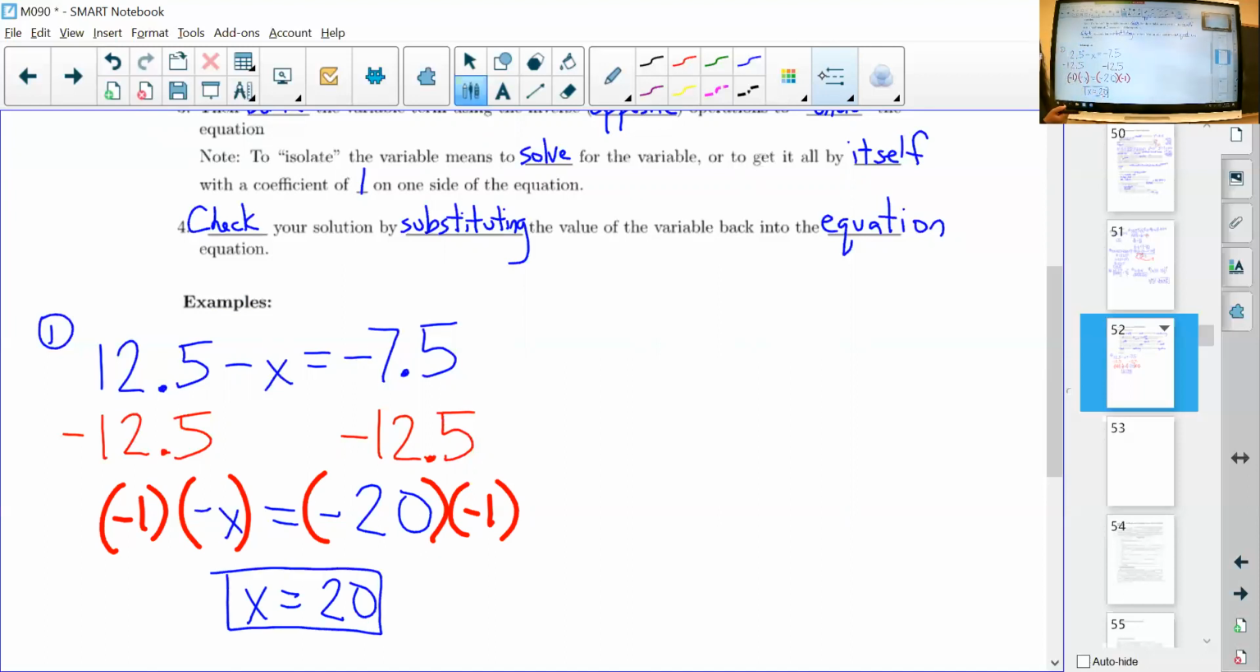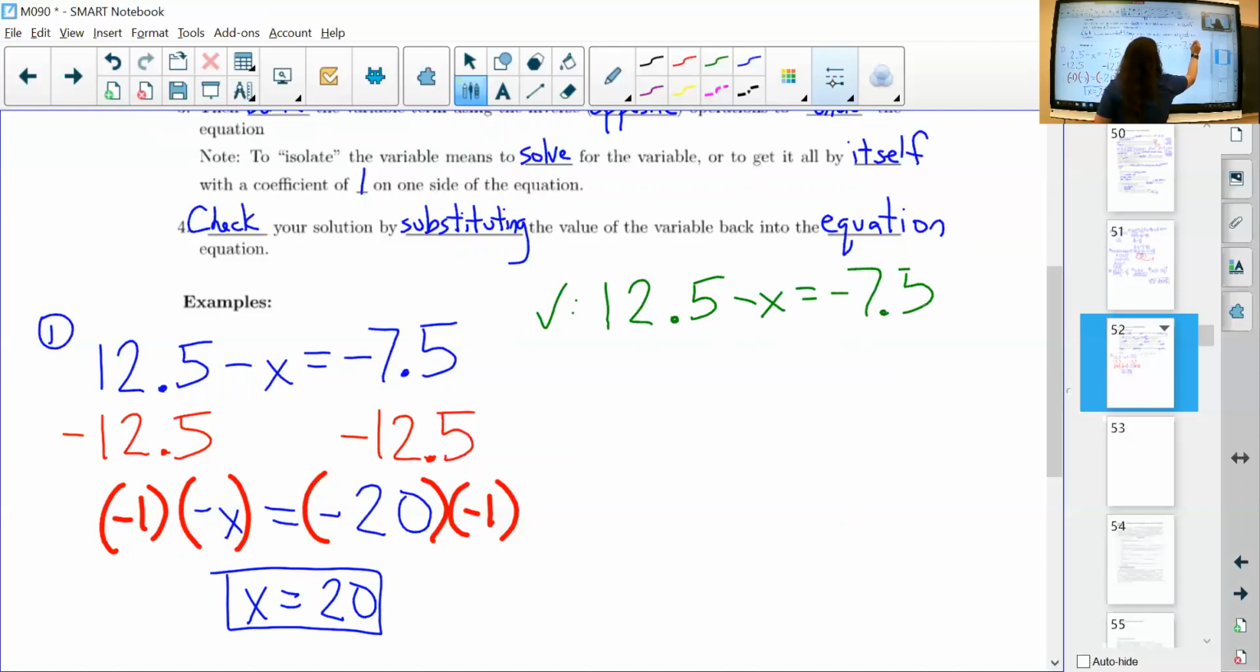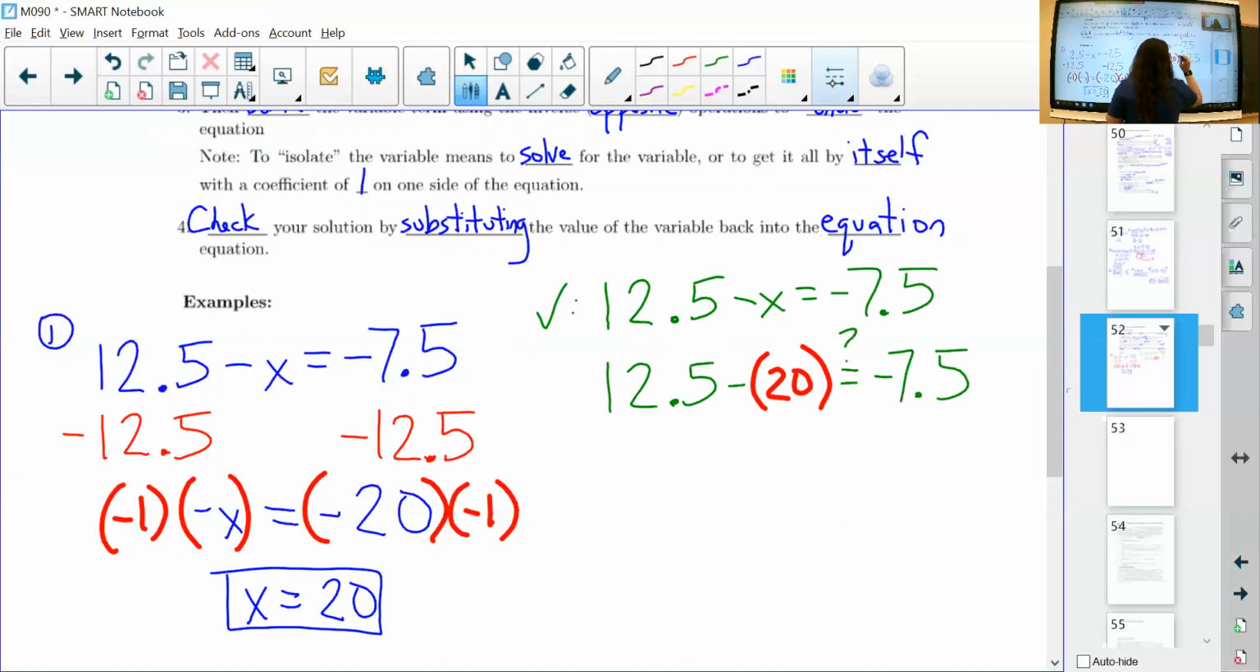Now we're not quite done, because remember we have to check to substitute the value in. So let's do our check. I like to do this step in a different color, just to keep things straight. So I have 12.5 minus x equals negative 7.5. I have the original equation. 12.5 minus, we're saying x is 20, so let's plug in 20 here, equals negative 7.5, I hope.